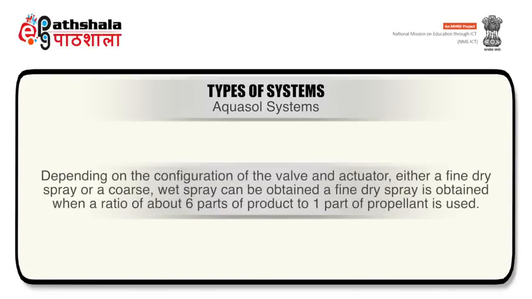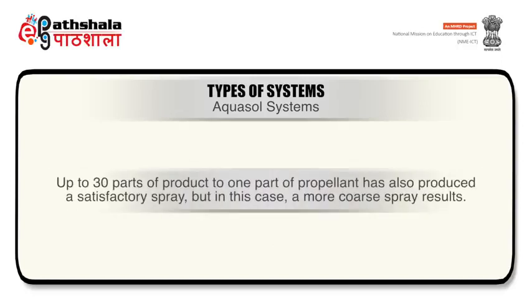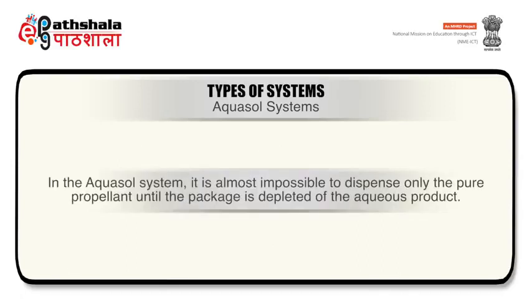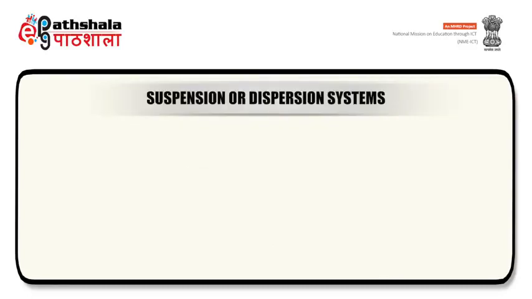Depending on the configuration of the valve and actuator, either a fine dry spray or a coarse wet spray can be obtained. A fine dry spray is obtained when a ratio of about 6 parts of product to 1 part of propellant is used. Up to 30 parts of product to 1 part of propellant has also produced a satisfactory spray, but in this case a more coarse spray results. In the aqueous system, it is almost impossible to dispense only the pure propellant until the package is depleted of the aqueous product. Now we will discuss suspension or dispersion system.